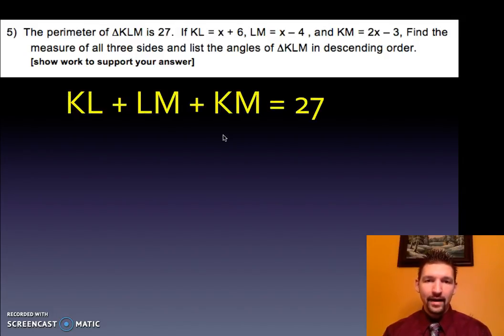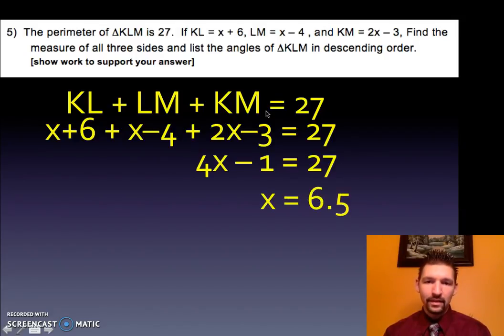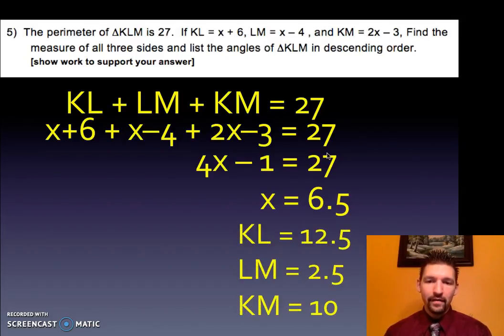So we know that if you add up all the sides, it's going to be 27 because the perimeter is 27. Then we can fill in what they gave us here. So x plus 6 plus x minus 4 plus 2x minus 3 is going to be 27. We can simplify that down by combining like terms to get 4x minus 1 equals 27. And then when you finish solving that, you'll end up with x equals 6.5. So to finish up the first question here, the measure of all three sides, you'd plug that 6.5 back in for KL, for LM, and KM, and you'd end up with 12.5, 2.5, and 10. So that's the first question.